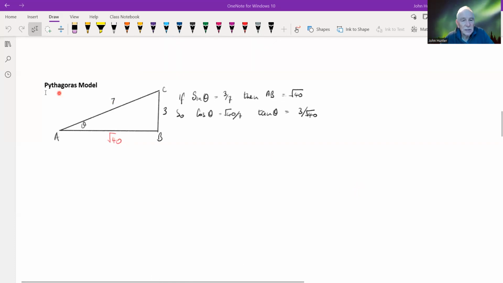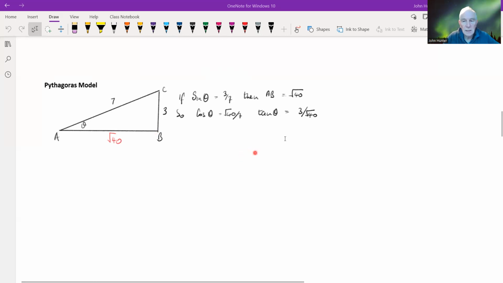Now, another thing that isn't really to do with periodicity or symmetry is this Pythagoras model, but it's something that crops up in these types of problems, so it is actually quite useful. If we're told that sine theta equals 3/7, then if we draw this little right triangle here with the opposite 3 and the hypotenuse 7, we can calculate the length of the other side as root 40, and therefore that gives us an easy way of saying what the cosine of theta is, root 40 over 7, and tangent 3 over root 40. So it does crop up in these kinds of problems.